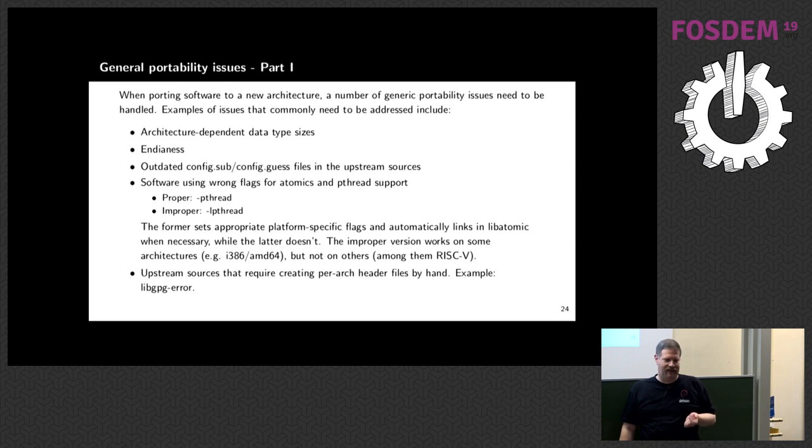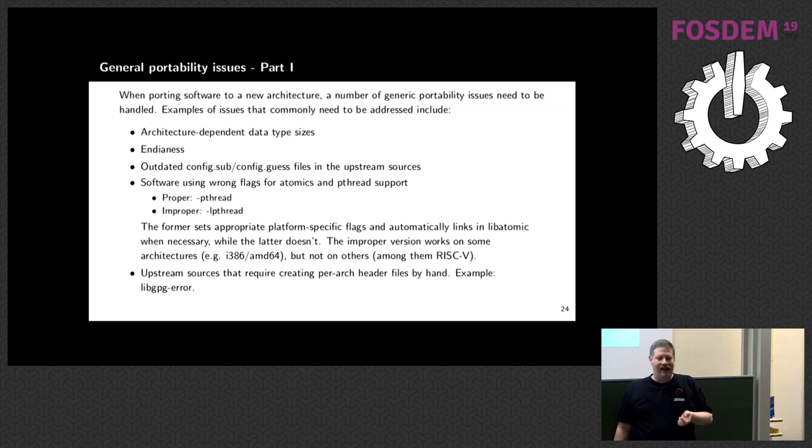Another thing that's rather common is atomic support. There is a tiny but important difference in how to link in libpthread. There is the -pthread flag to the compiler and just -lpthread, which just links the library. Problem with that is, on PCs, just linking the pthread library is enough. That works. That's the case for x86 and AMD64. That's not the case for quite a bunch of other architectures. And as most developers probably develop on PC hardware, they just don't look at something like that. So we had to patch quite a number of packages for that.